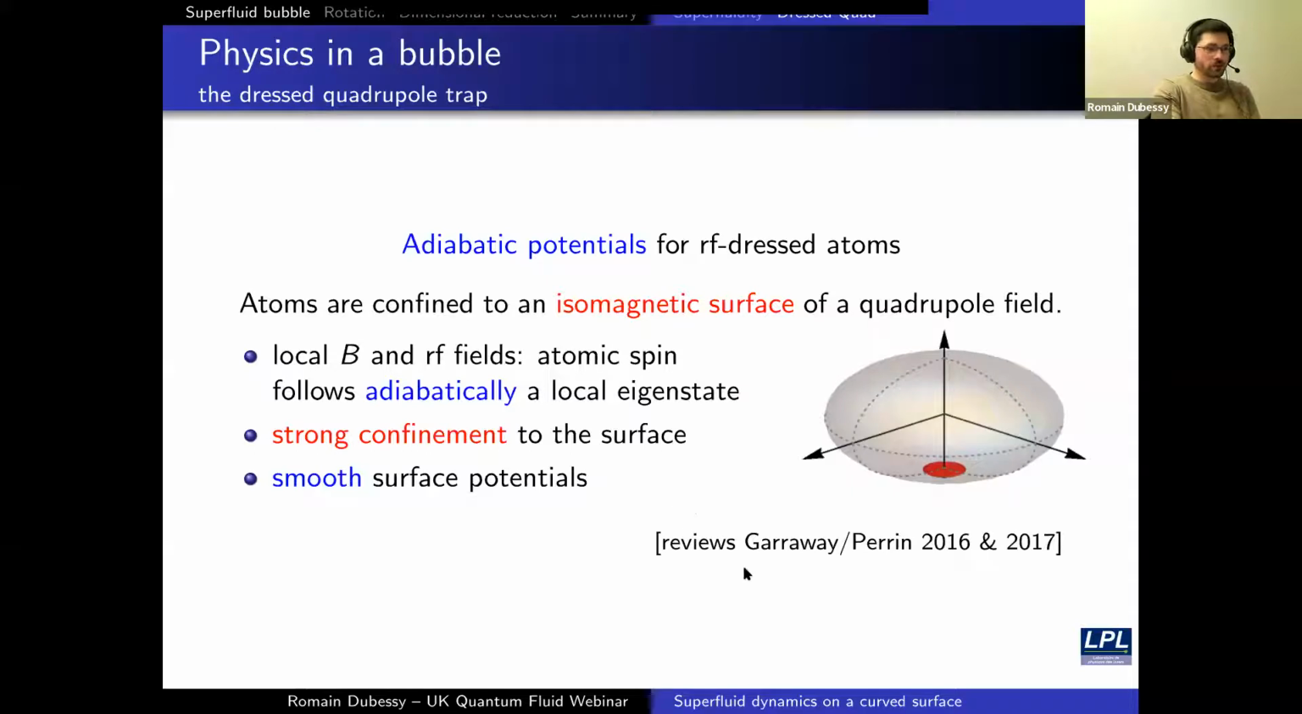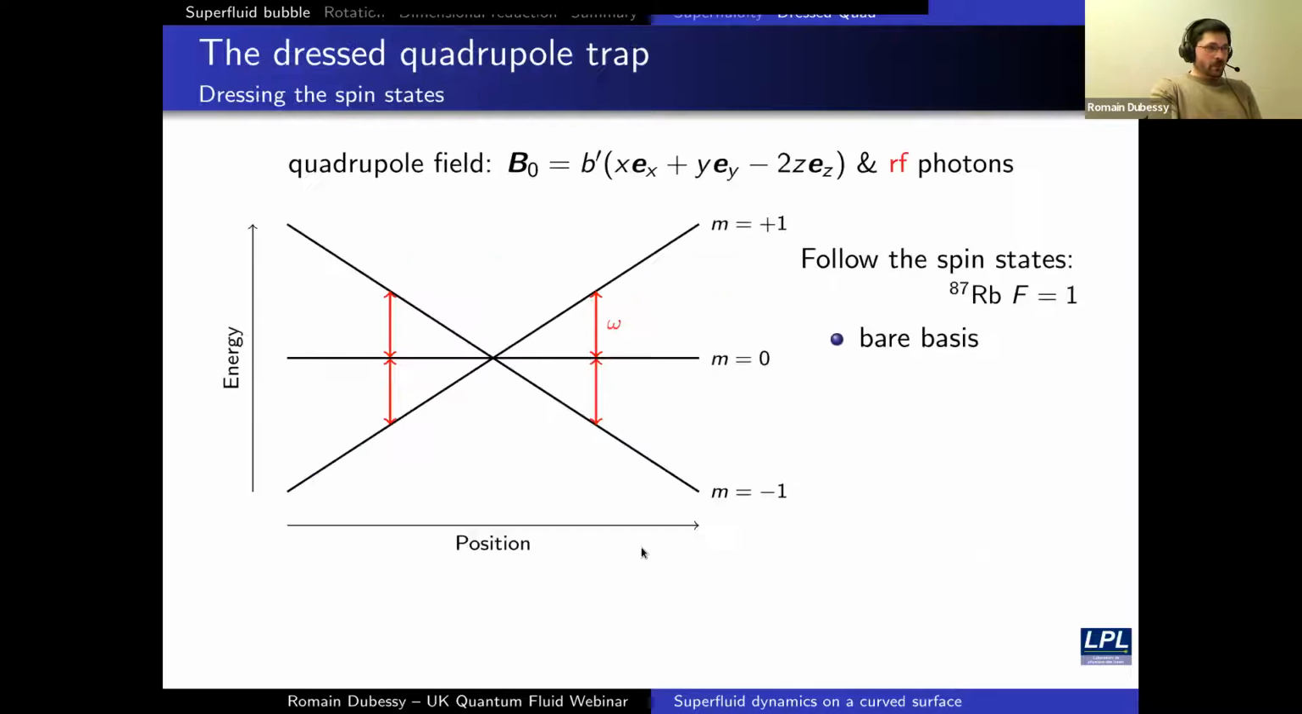And if you are interested in this topic, there are two recent reviews by Barry Garraway and Hélène Perrin on this kind of experiments. And I must also say that there are, at least in the group of Chris Foote in Oxford, other experts on adiabatic potentials for ultra-cold atoms. So the idea is the following.